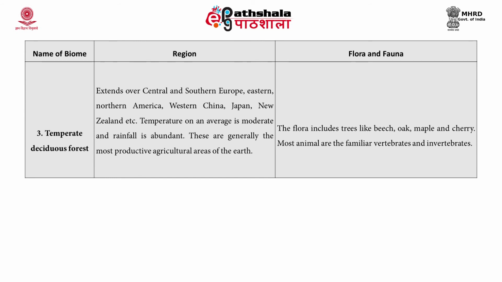Third, temperate deciduous forests. The regions where they are found extend over central and southern Europe, eastern northern America, western China, Japan, New Zealand, etc. The temperature on average is moderate and the rainfall is abundant. These are generally the most productive agricultural areas of the earth. Flora and fauna: the flora includes trees like the beech, oak, maple and cherry. Most animals are familiar vertebrates and invertebrates.